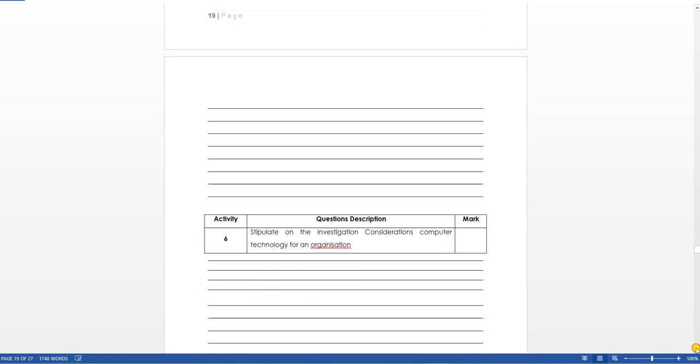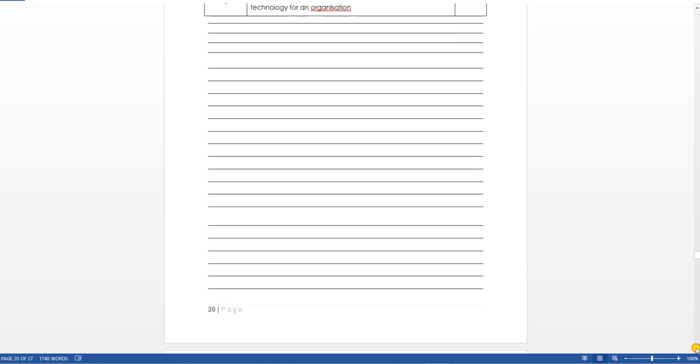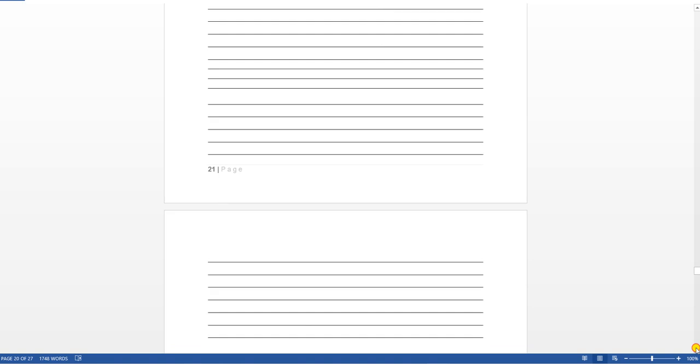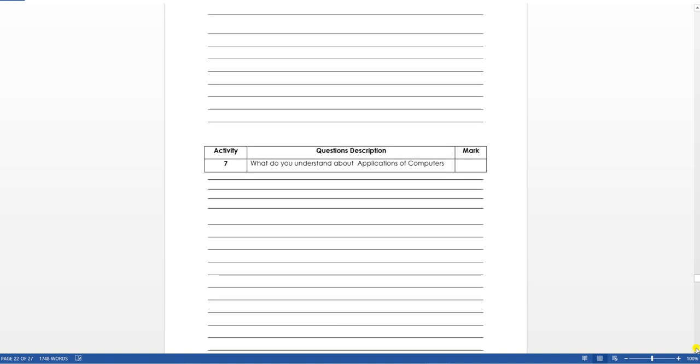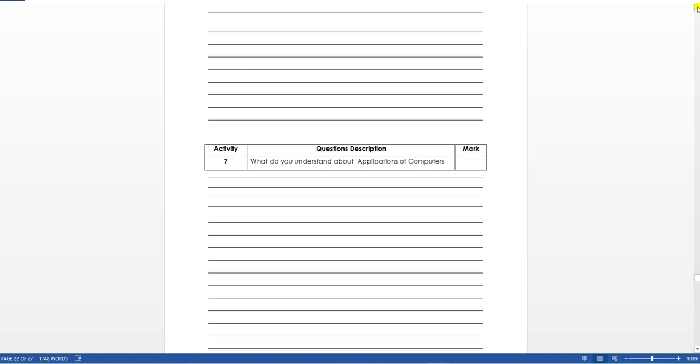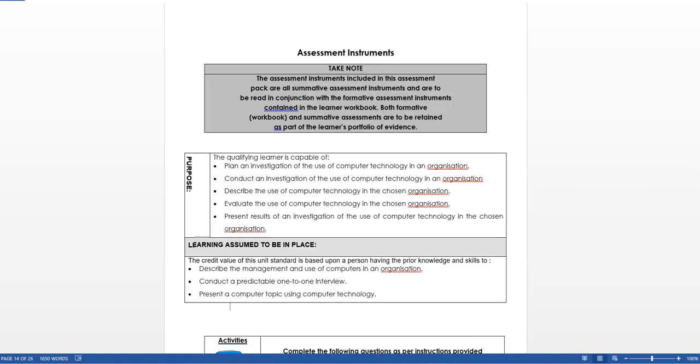So what I will do, I'll just populate, just make additions in terms of these activities. So just give me a few minutes and we'll review the summative assessment. Okay, I've managed to review the activities or the tasks for the summative questions.